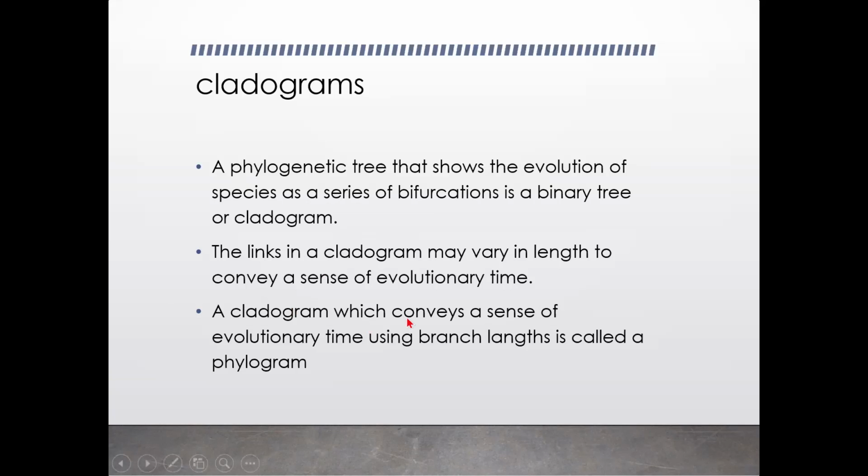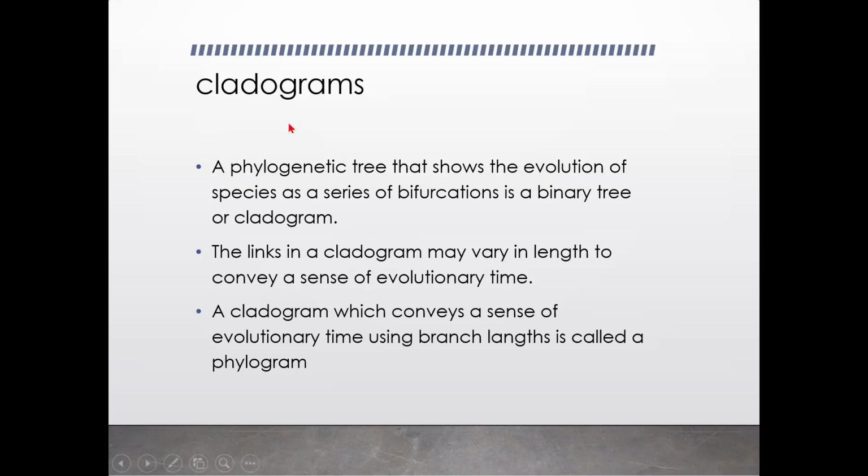So a cladogram which conveys a sense of evolutionary time, that means by varying the length of branches it conveys information about evolutionary distance, such a cladogram is called a phylogram. We have been discussing different types of graphs. First I mentioned what a graph is, then a specialized graph is a tree, and a phylogenetic tree is a graph which is used for representing the evolutionary relationships of organisms.